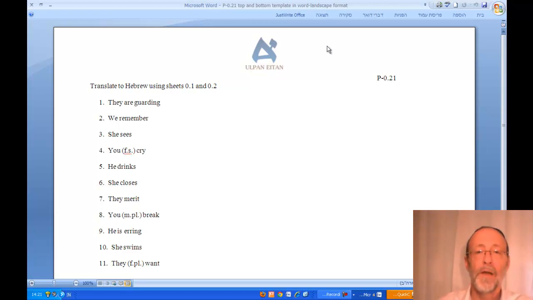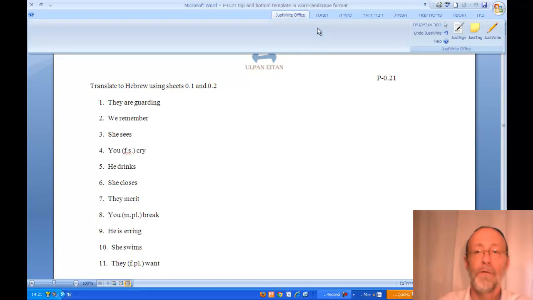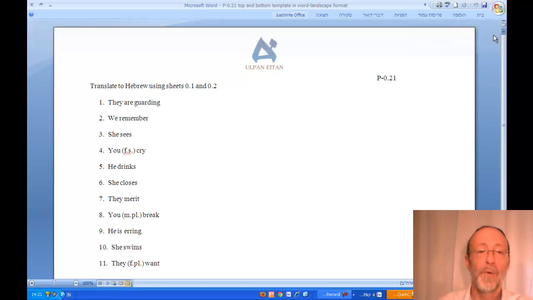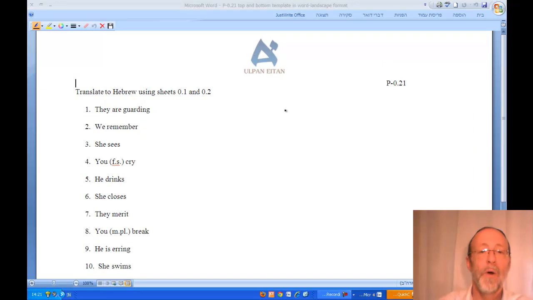So let's take a look over here at number 1, which will be our first example of the agreement that I was talking about. So everybody, how do you say they? If you know your ani chart by heart, you can pause if you like. I'm just going to remind people, because I want you to hear the way I do this. Ani, ata, at, hu, he, anachnu, atem, aten, hem, hen. I've got that chart, and hence, when I say, how do you say they in Hebrew? There it is, folks. Hem.